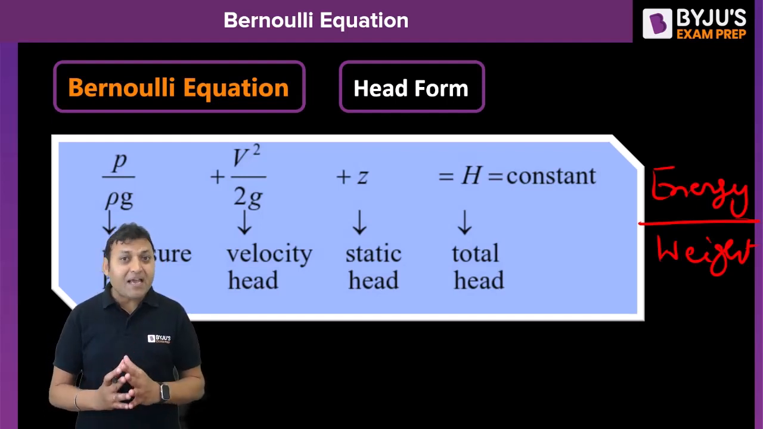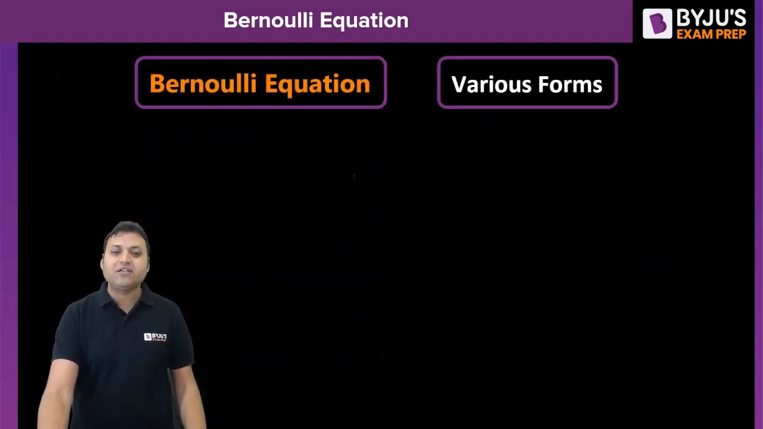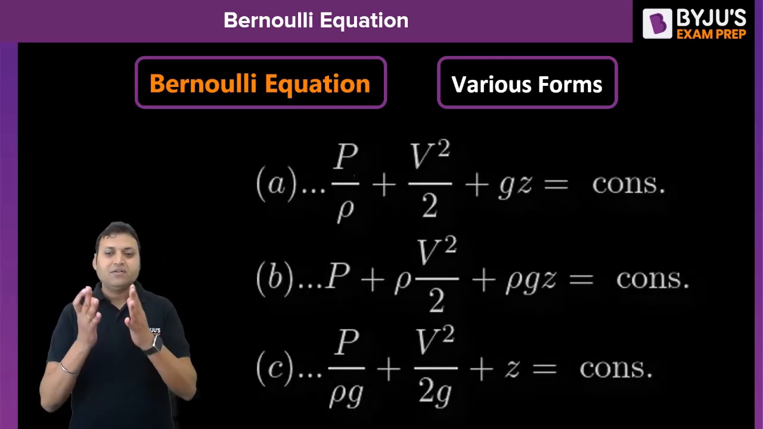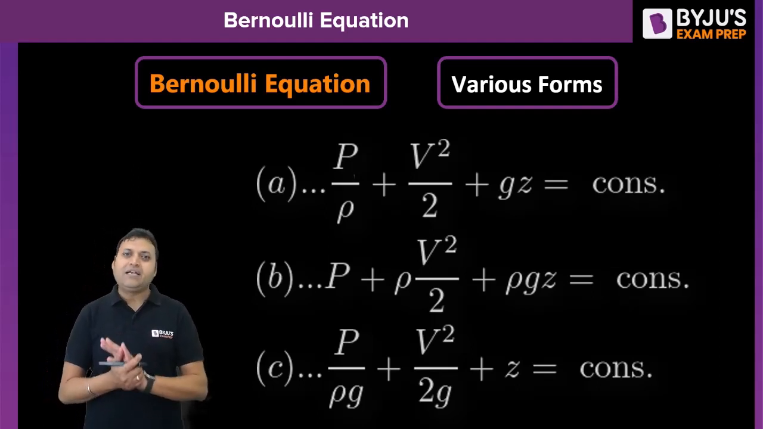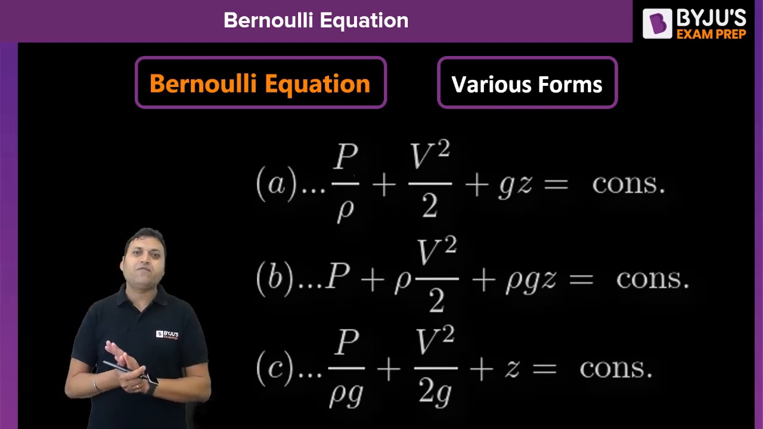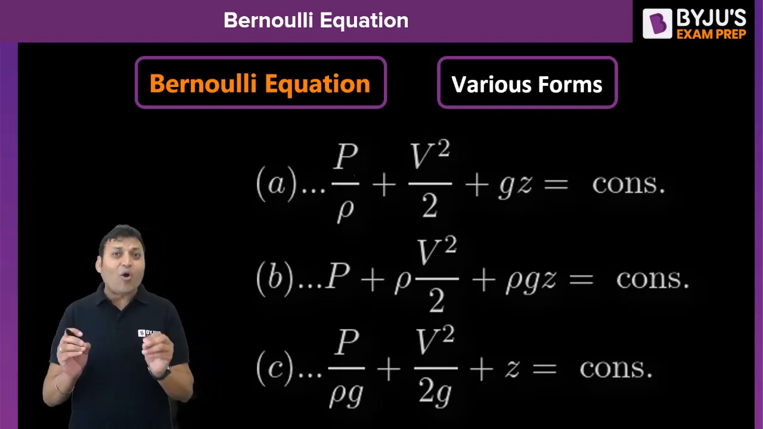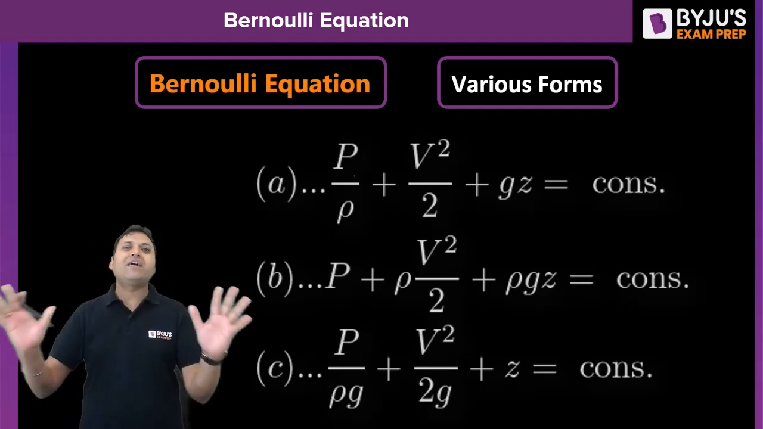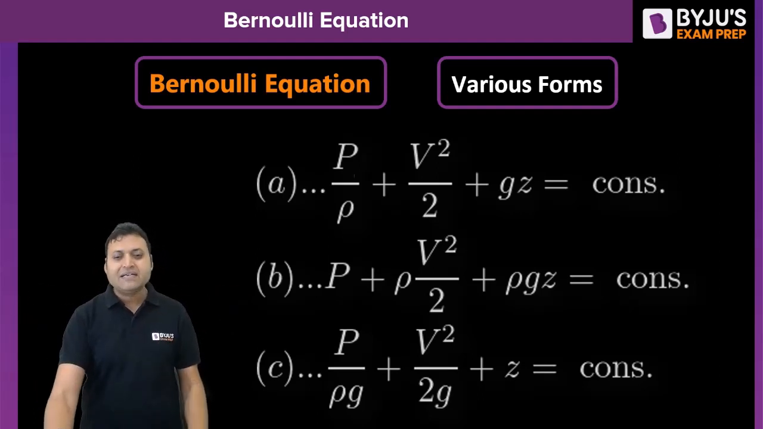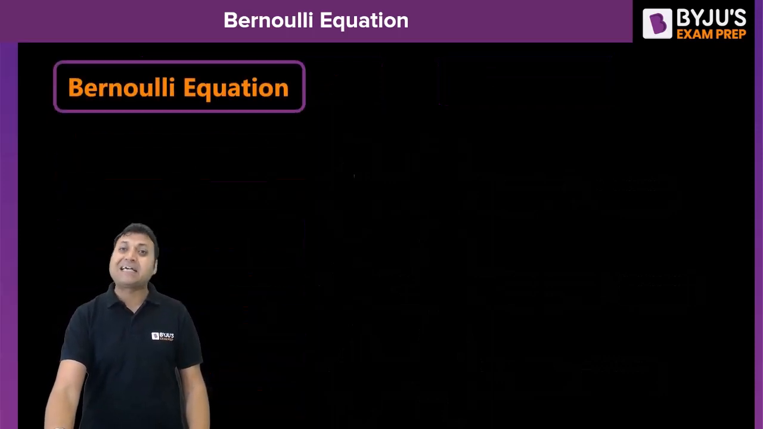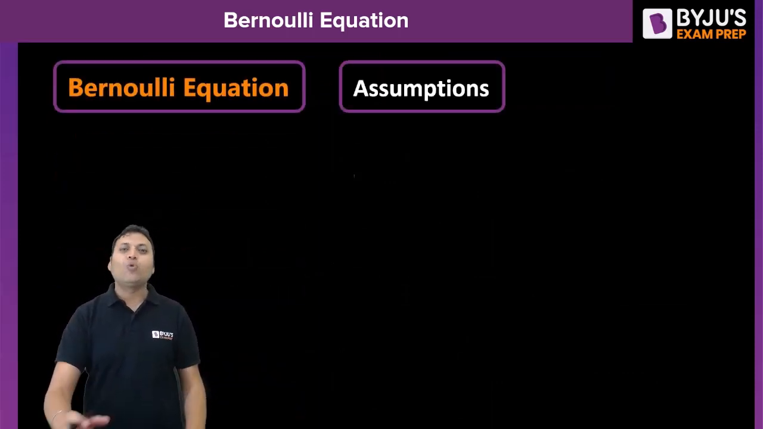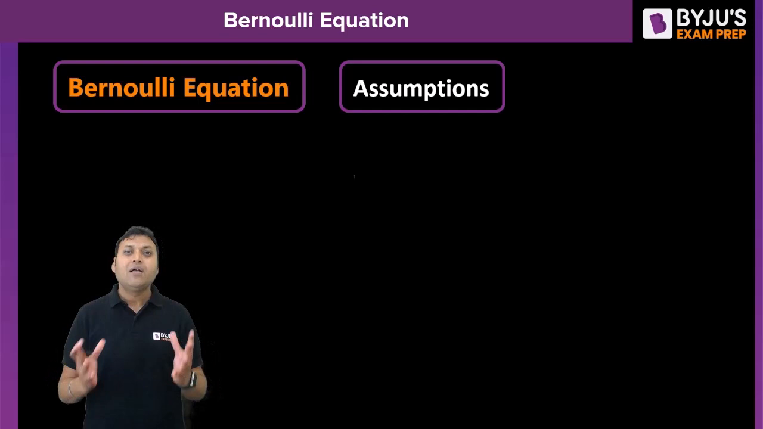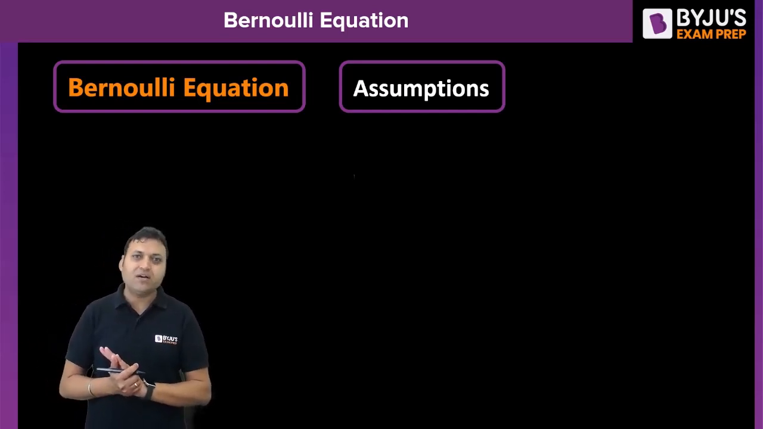So if I summarize all the three forms, the Bernoulli equation can be written in terms of energy form, in terms of pressure form, as well as in terms of head form. But the most important thing is the Bernoulli equation cannot be applied everywhere in the fluid flow. There are some limitations, some constraints, some assumptions to apply the Bernoulli equation. We need to understand the significance of these assumptions before applying this Bernoulli equation to the fluid flow.